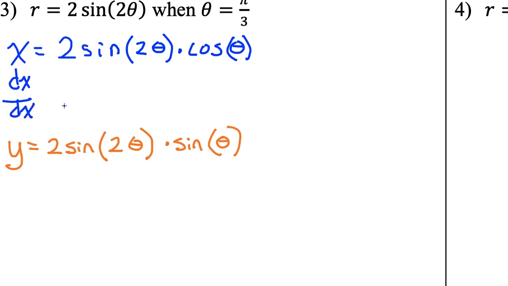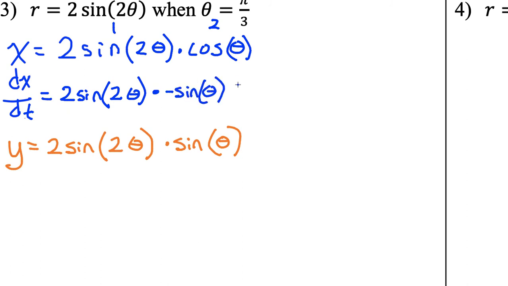Dx dt, that's equal to, okay, so I'm thinking of this as 1, this is 2, so 1 is 2 sine of 2 theta. D2 is times negative sine of theta plus 2, which is cosine theta, d1. So the derivative of this, so I have times 2 cosine of 2 theta, and then the derivative of 2 theta is 2, so times 2.